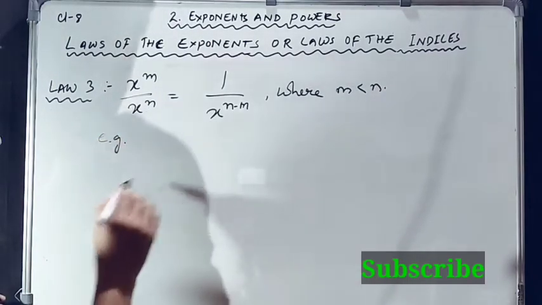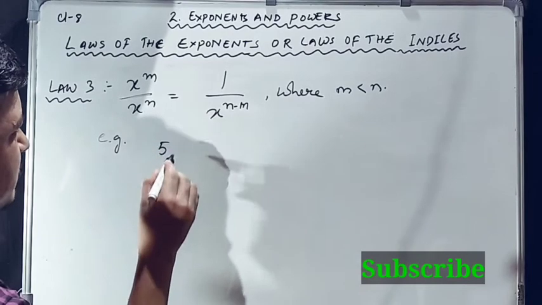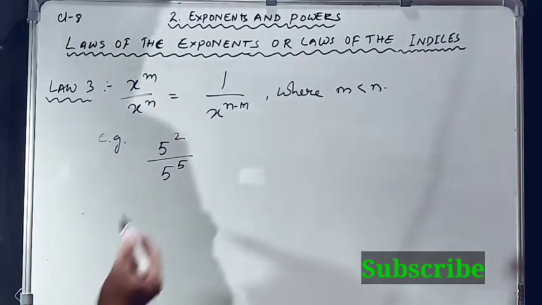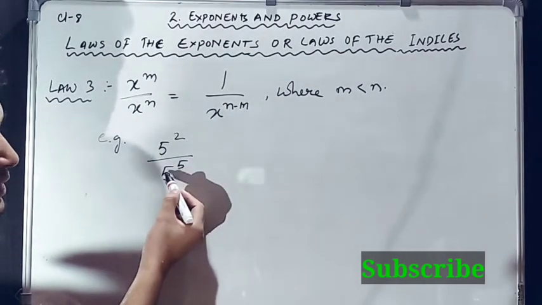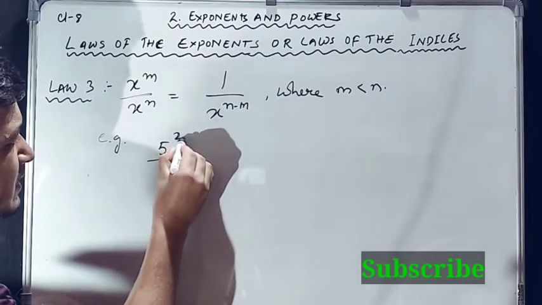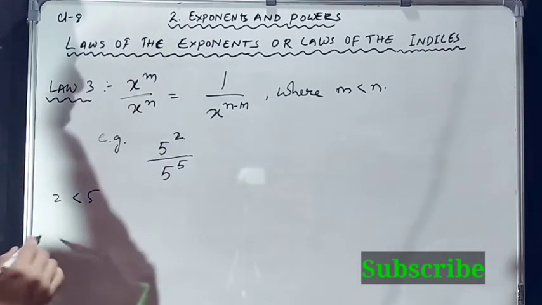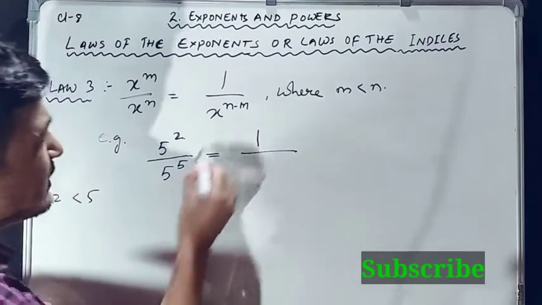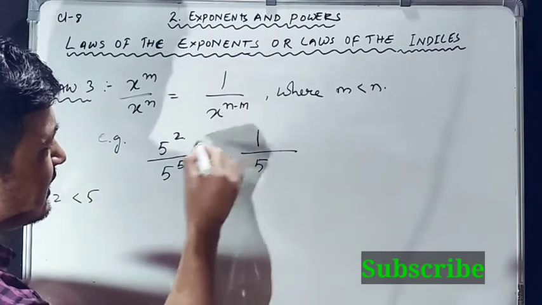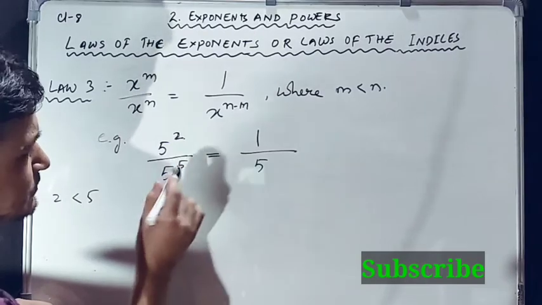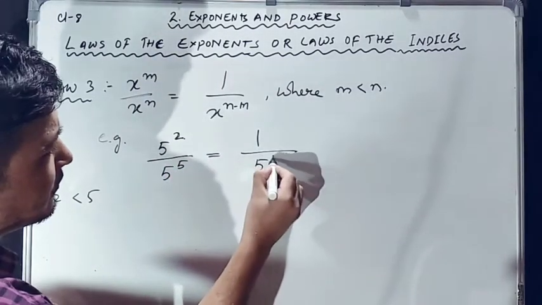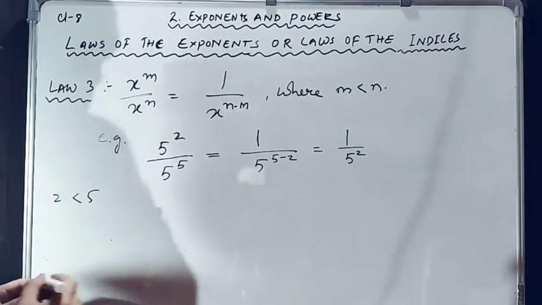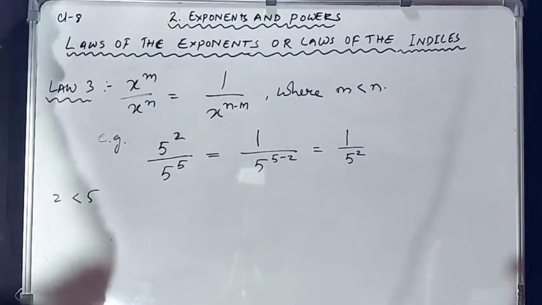Example I will show. Suppose I have here 5 raised to the power 2 divided by 5 raised to the power 5. So here you can see both have the same base. Okay, they are in division and your m, that is 2, is less than 5. Yes or no? That is 2 is less than 5. So in this case, how will we solve? We'll write 1 by x. X means here the base will be written, then n minus m. N means here 5 minus 2. So it will be 1 by 5 raised to the power 3. Okay. So this is our third law.